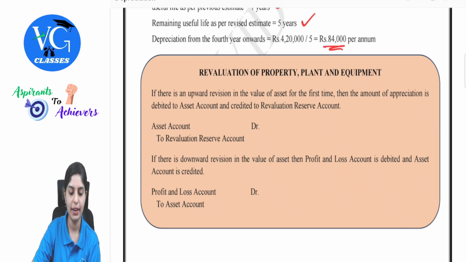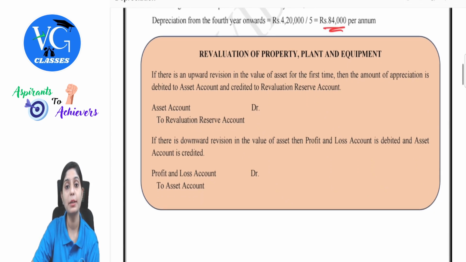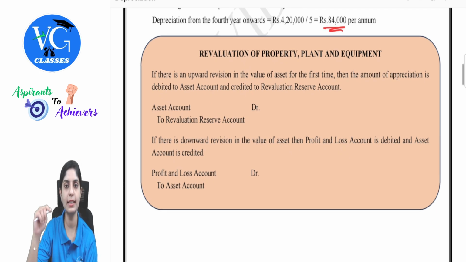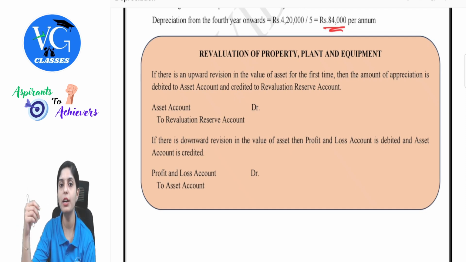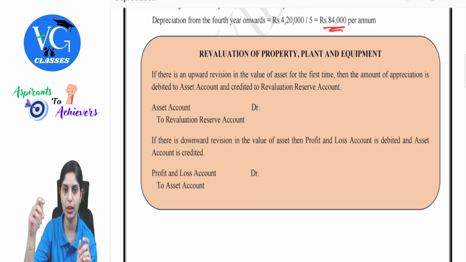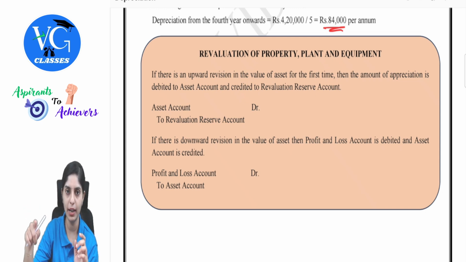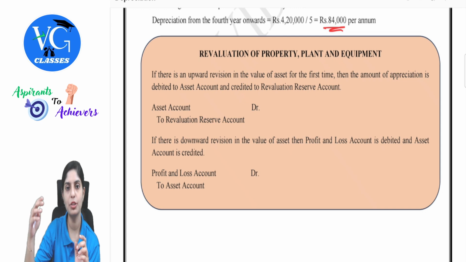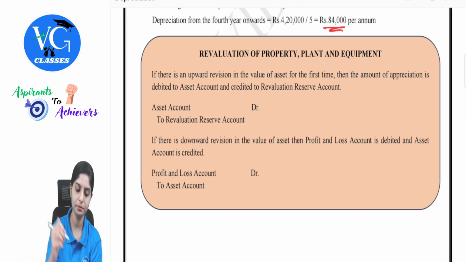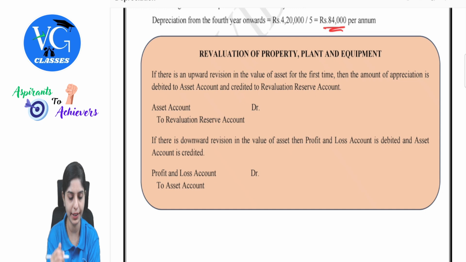So, under revaluation, what is the treatment we have to understand? See, there can just be two possibilities. Either there will be upward revision or downward revision. Upward revision means from the balance which you are reflecting in your books of accounts, comparing that with the market value is higher. Similarly, downward revision means the market value is less compared to the recorded value what you have presented in the books. So what is the treatment accordingly?